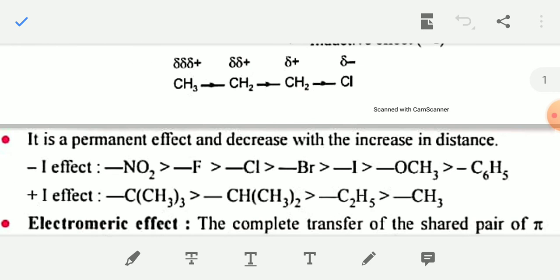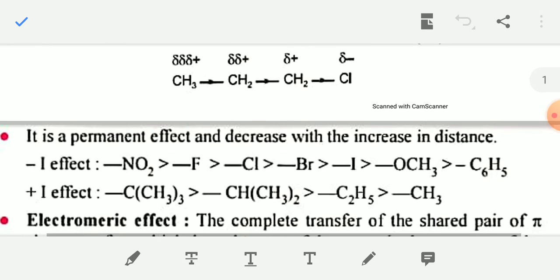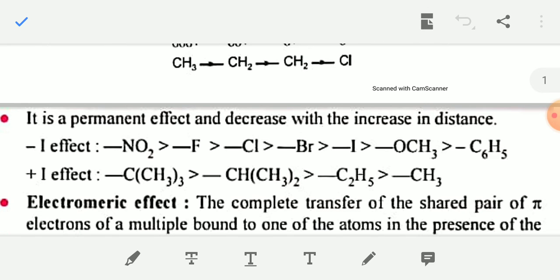Here some inductive effect of some groups are given. Minus I effect, generally negative electronegative element, they have minus I effect. The groups having minus I effect are NO2, F, Cl, Br, I, OCH3 and benzene.